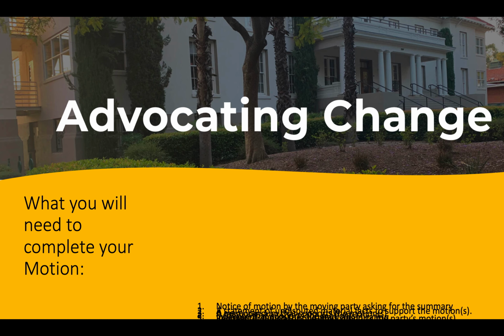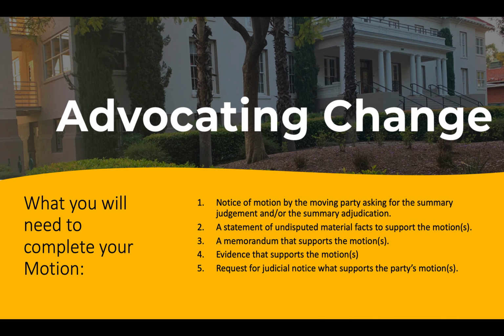Now, in order to file a successful motion for summary judgment or adjudication, you will first need the following documents. Number 1, a notice of motion by the moving party or asking party for summary judgment or adjudication. Number 2, a statement of undisputed material facts to support the motions. Number 3, a memorandum that supports the motions. Number 4, evidence that supports the motion. Number 5, request for judicial notice that supports the motion.